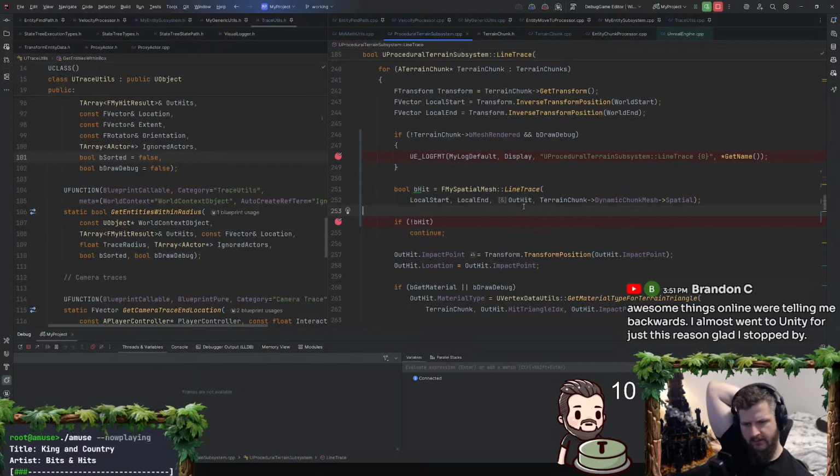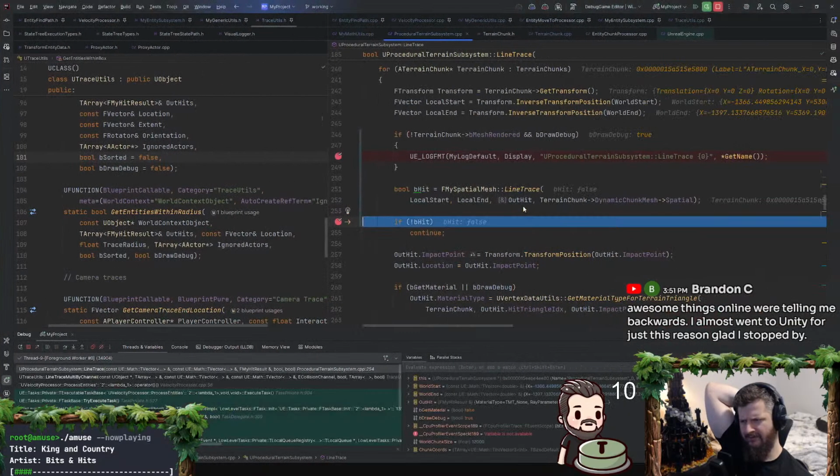Awesome, things online were telling me backwards. Yeah, where the hell was telling you that? Because that is very, very not true, and I have never seen that online. I've never seen that posted anywhere that Unreal Engine only has blueprints.